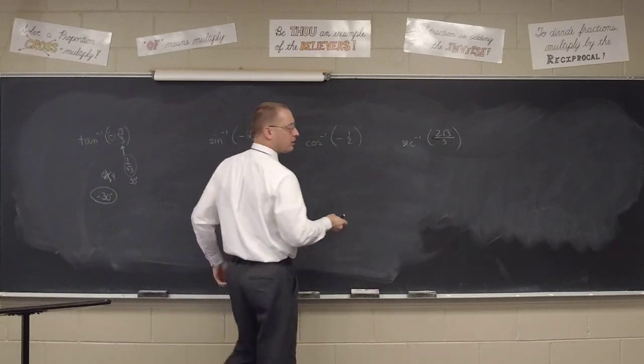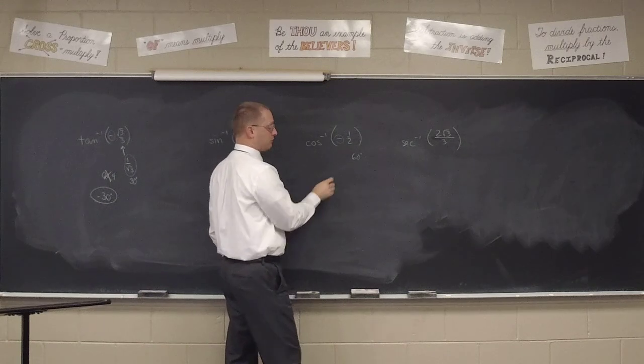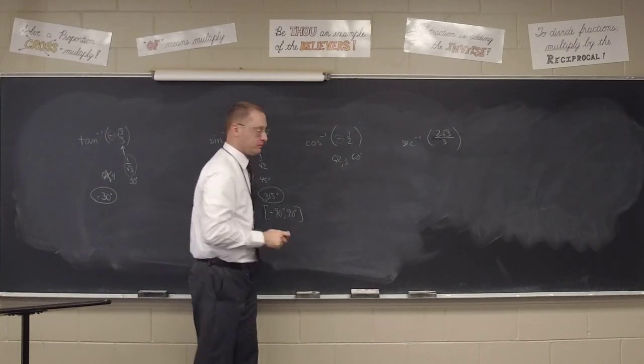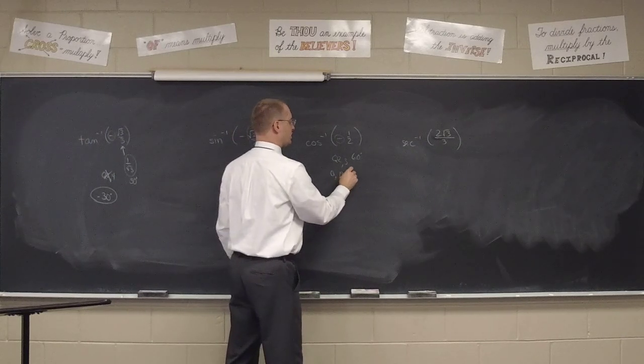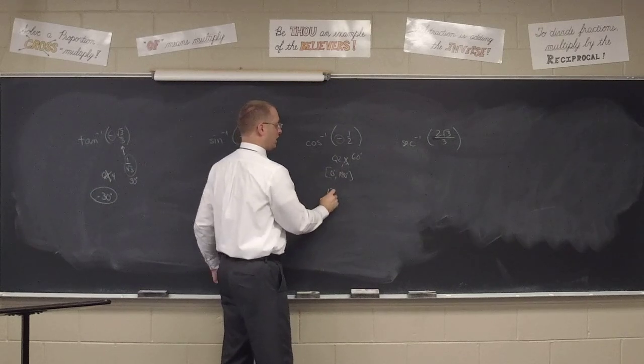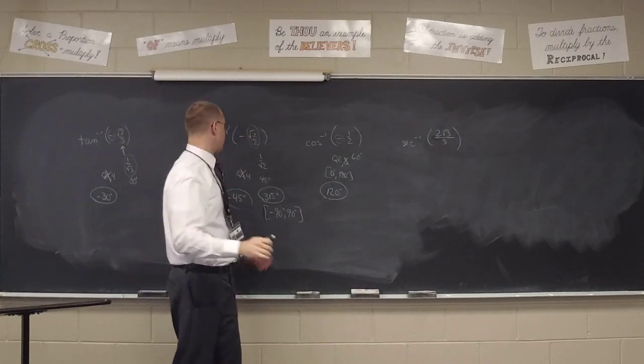When is cosine a half? 60. When is cosine negative? Quadrants 2 and 3. What's the limitation on arc cosine? 0 to 180. So that means we're going to go with quadrant 2, which is 120 degrees. How many had that? Excellent. Actually, it's the second one you did.